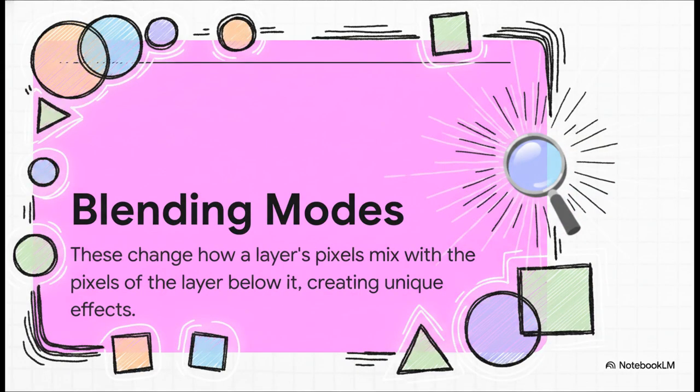Next, we have blending modes, and this is where the real magic starts to happen. A blending mode basically changes how the pixels on 2 different layers mix together. So for example, you can make text seem like it's part of the background video instead of just sitting on top of it. It's an incredibly powerful way to make your graphics feel way more integrated.